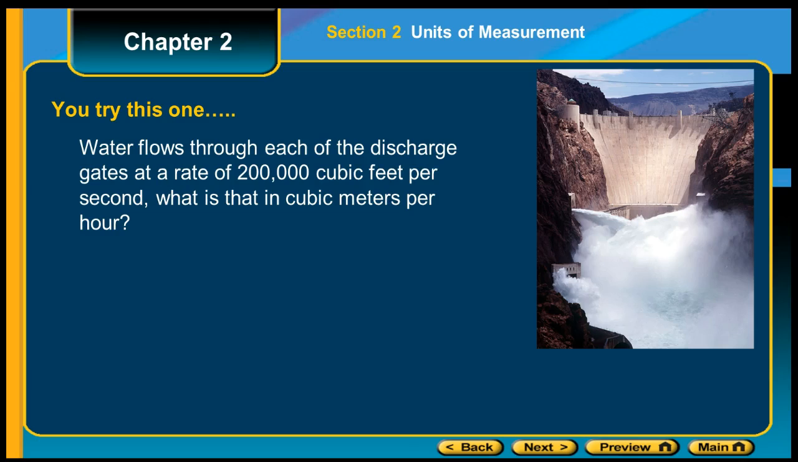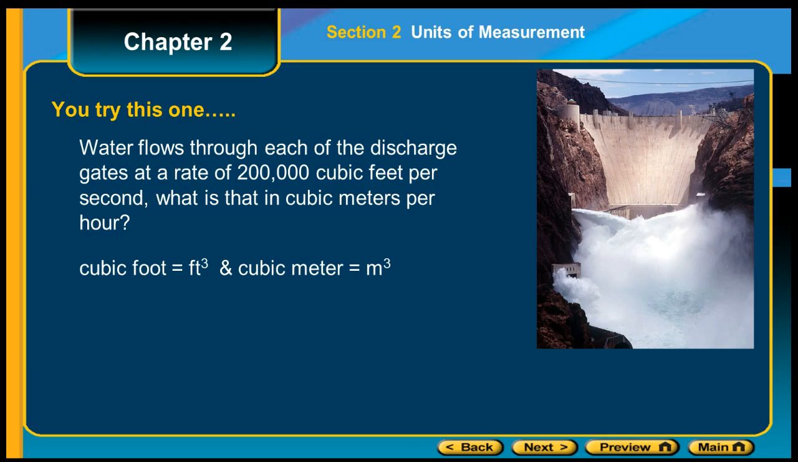Okay. So here's another problem. Water flows through each of the discharge gates in the Hoover Dam at a rate of 200,000 cubic feet per second. What is that in cubic meters per hour? So we're going to go from cubic feet to cubic meters and seconds to hours.